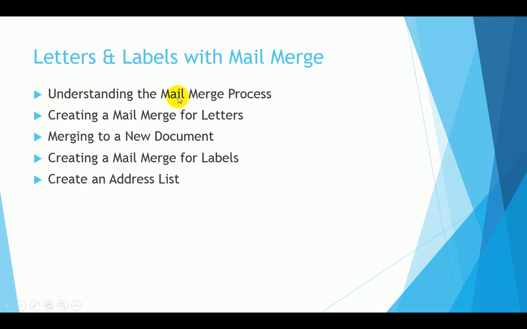Today we talked a little bit about the mail merge process, being able to take a list of names and sending letters to those people. We did actually create a mail merge for a letter, and we showed you at the end of that mail merge how to merge to a new document and the reason for that. We then created a mail merge of labels so that we can attach labels to our envelopes that we would send out, and then we showed you how to actually create the address list if you wanted to actually make your own list of names that you could send this out to.